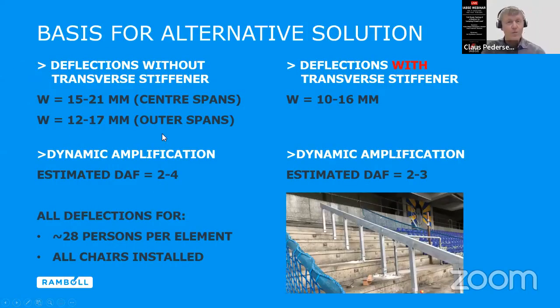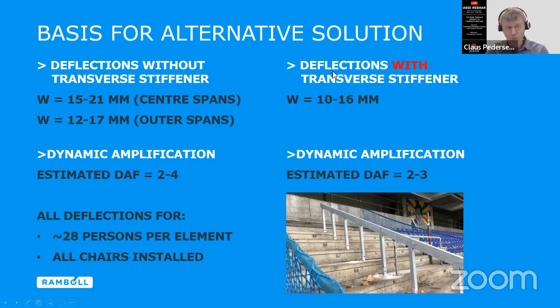So our overall basis is that, based on these six games, we saw that in the spans where we do not have any stiffener, we would have deflection in the order of up to 21 mil, while in the case where we actually do have the stiffener, we saw something like maybe up to 16. And these numbers were all based on something like 28 persons per element, and on having all chairs in place.